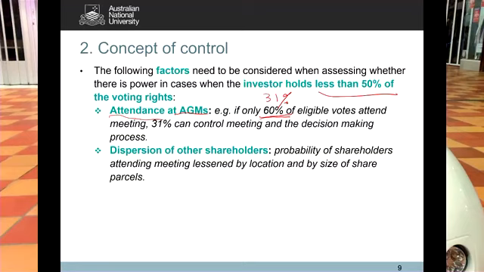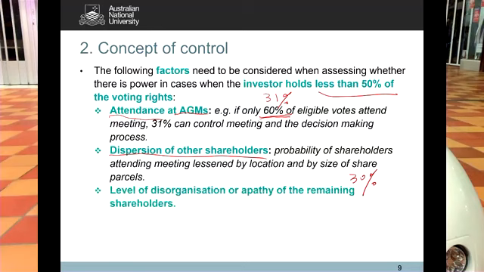And another factor might be the dispersion of other shareholders. Let's say you have only 30% of the voting rights. However, the biggest shareholder other than you only holds 5%, and the third largest one only holds 3%. So there is a big dispersion of other shareholders. They are less likely to vote together, then your 30% will give you the power to control.